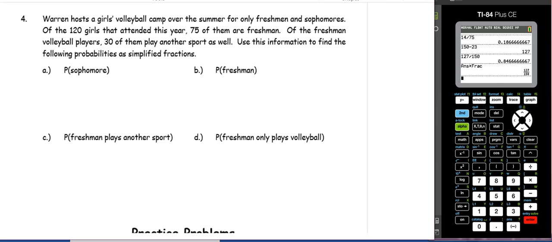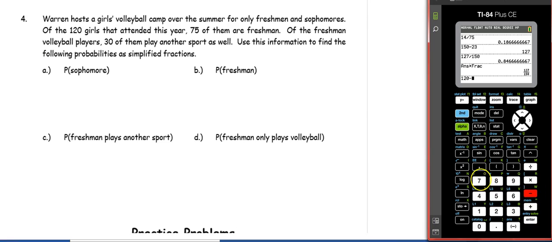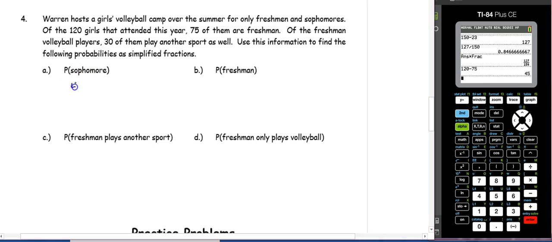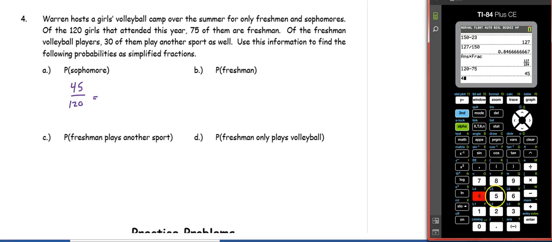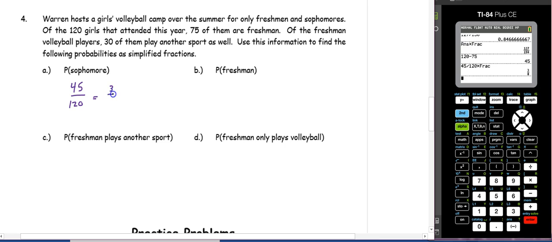So what is the probability that we would pick a sophomore out of the girls at the camp? So there's 75 freshmen and there's 120 girls total. So 120 minus 75 means that 45 of them are sophomores. So we have 45 over 120. And we're going to see if that reduces by doing 45 over 120, math, enter, enter. So that reduces to 3/8.